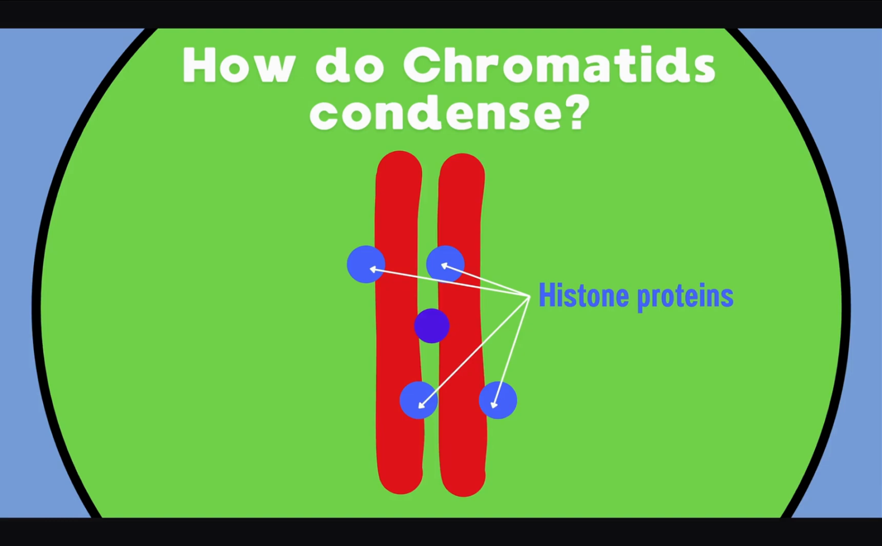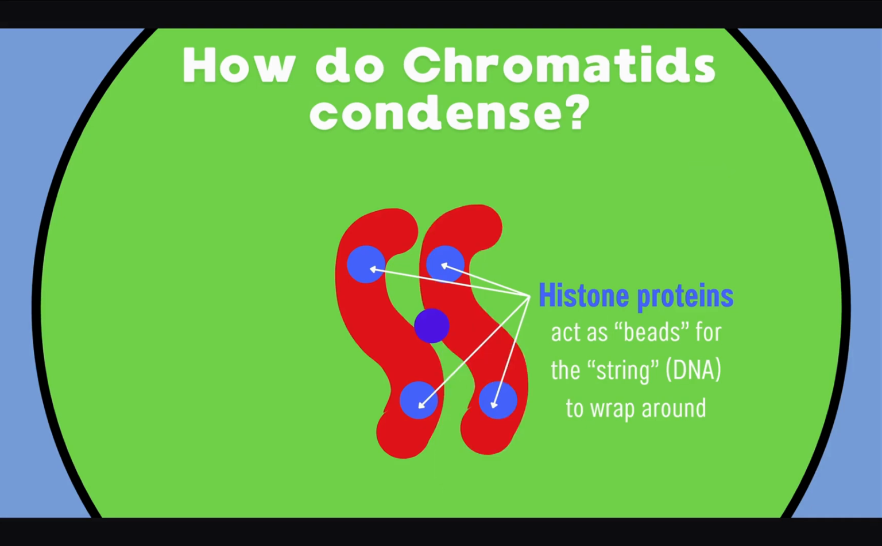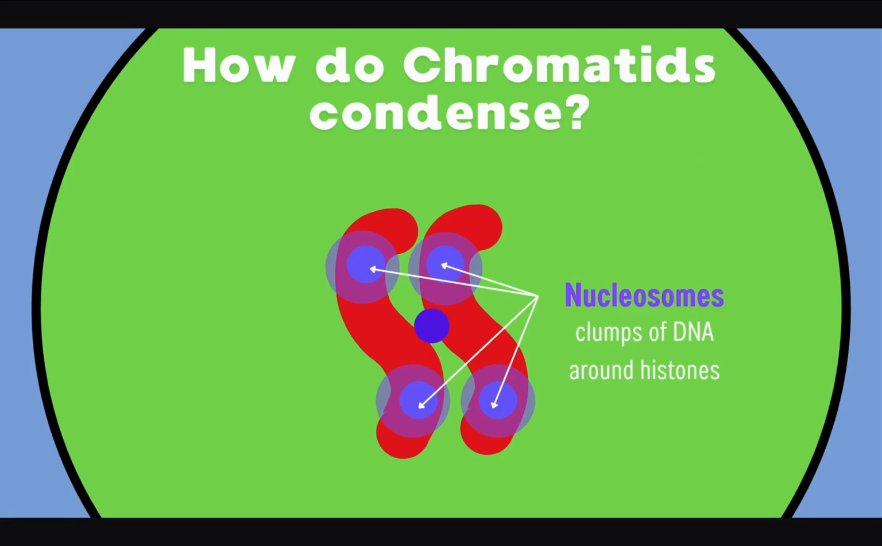Now more proteins are going to come and attach, and these are called histone proteins. Basically, think of this like beads on a string. So the histone proteins attach like beads on the string, for the DNA of the chromatids to wrap around. Each chromatid is going to wrap around those proteins in a certain way. And this forms clumps of the uncondensed DNA on the histones, which is now starting to become condensed.